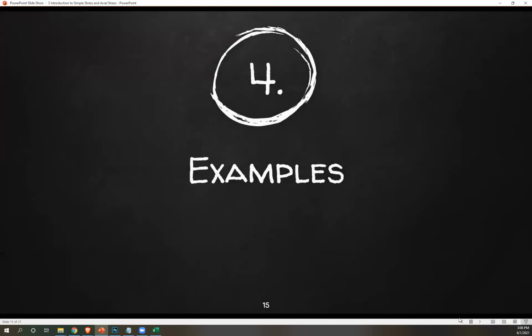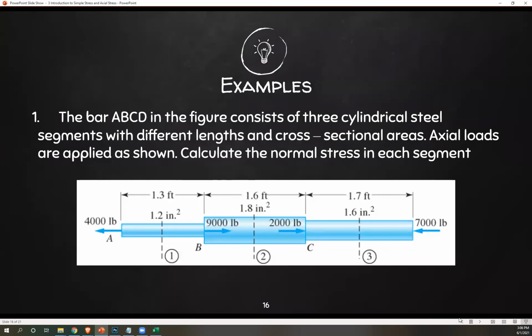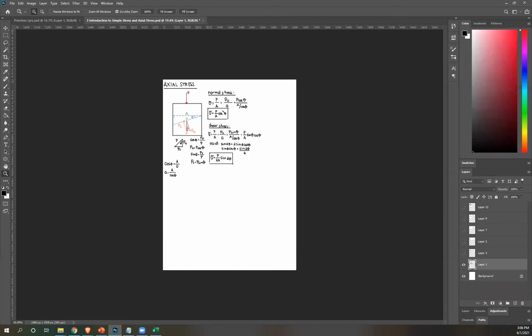So today, let's have some examples. Let's start with number 1. Please prepare your calculators. Number 1, the bar ABCD in the figure consists of 3 cylindrical steel segments with different lengths and cross-sectional areas. Axial loads are applied as shown. Calculate the normal stress in each segment. Once again, normal stress is just P over A. So now we have to know the internal forces P, since A is given. Let's solve.